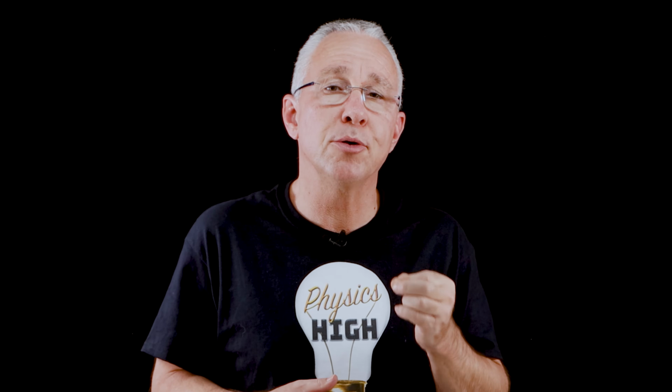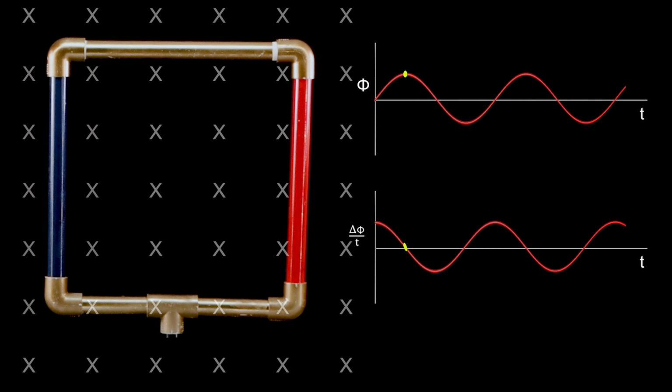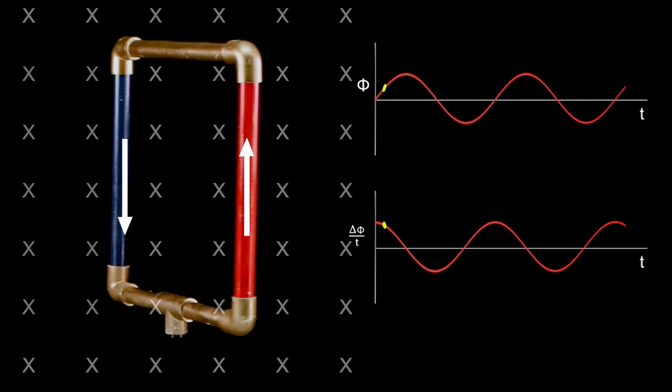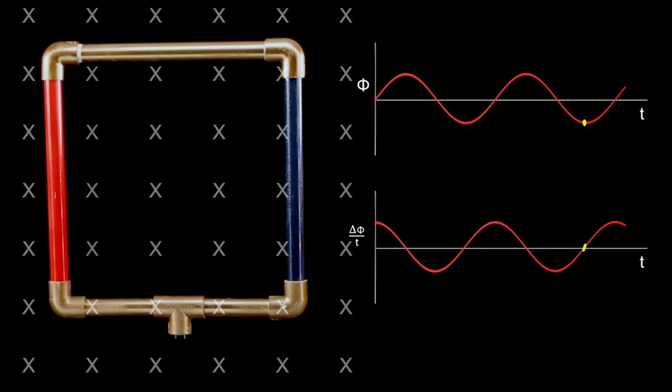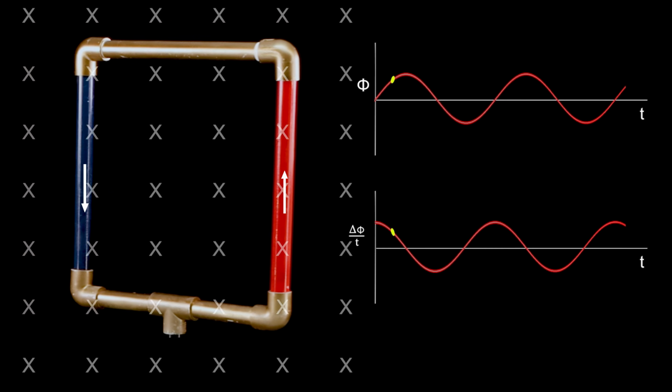But the EMF is proportional not to the flux with respect to time, but to the rate of change of flux with respect to time. So when the flux is at a maximum, the flux isn't changing much. In other words, the rate of change of flux at that time is zero, so we don't get an EMF. However, when flux is at a minimum, or zero, the rate of change of flux in fact is at a maximum, and so as a result we get a maximum EMF. And so if we graph this, we get this.